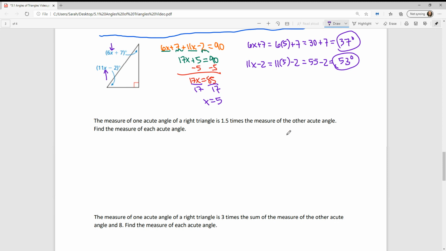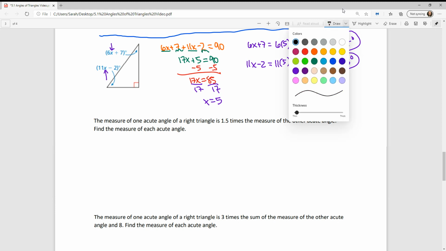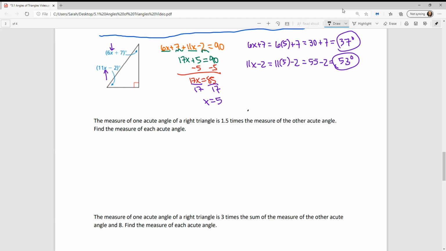Let's take a look at the first one, draw a picture. The pictures are optional, but if they help you, go for it. And then find the measure of each acute angle. So let's give this a try. The measure of one acute angle of a right triangle is 1.5 times the measure of the other acute angle. So we have a right triangle.